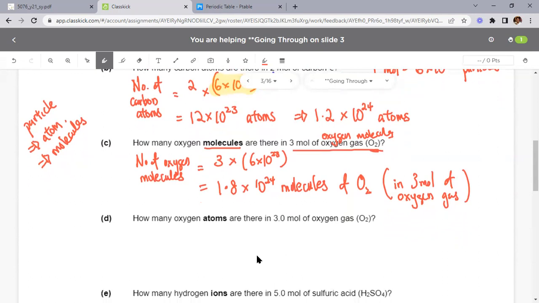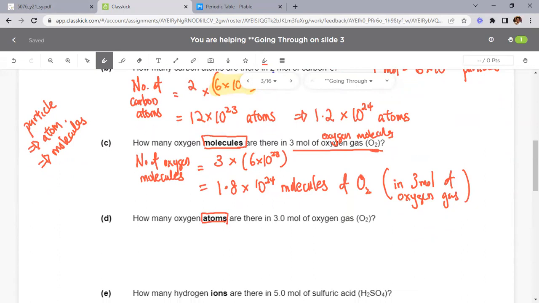Now, part D. I want you to look at part C and then look at part D. So the question is, what is the difference between my part C and my part D? Okay, so this is the thing I need you to take note. The difference is actually the word here. This is actually molecule. This is actually atom.